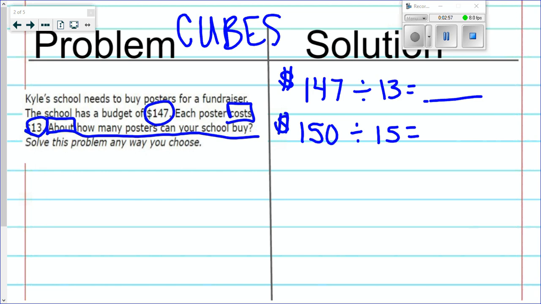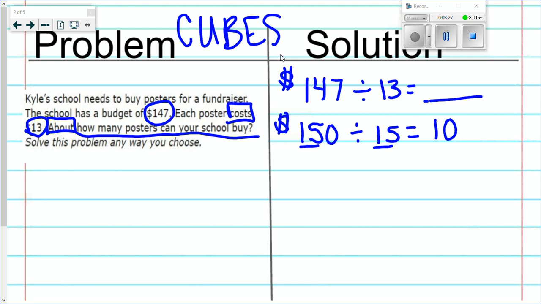Because remember, the whole purpose of estimation in real life is so we can do very simple, quick, easy math in our head. So now I can look at this and really do mental math to work this division problem when I look here at 15 and 15. I know that 15 will go into 15 one time and 15 will go into 0 times. So that's going to tell me that I can probably buy about 10 posters with the budget that I have.